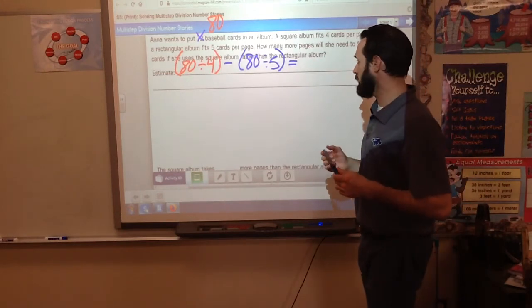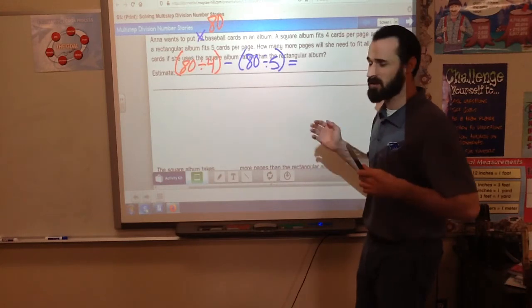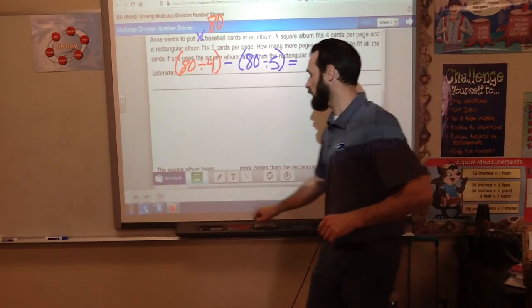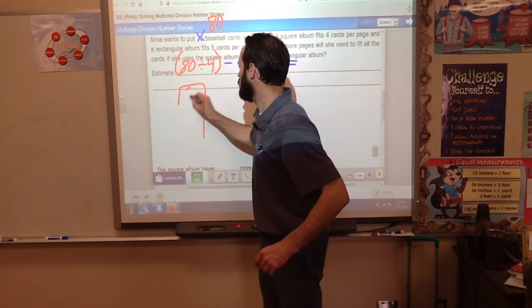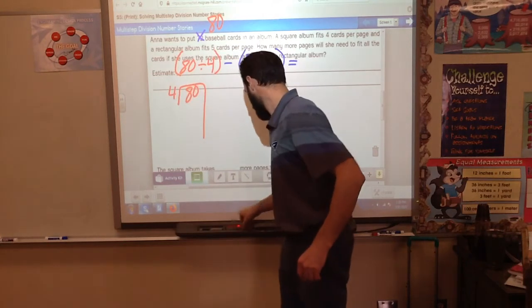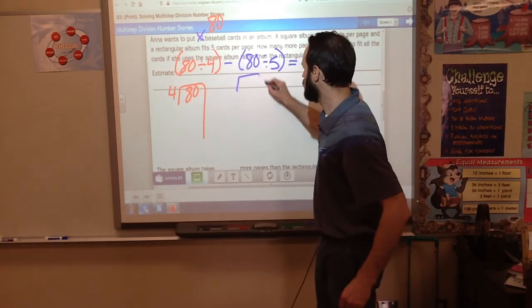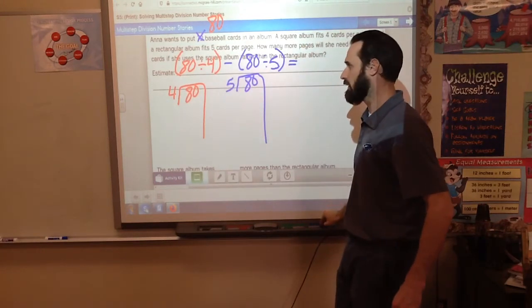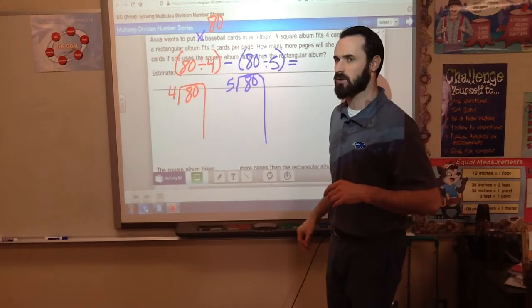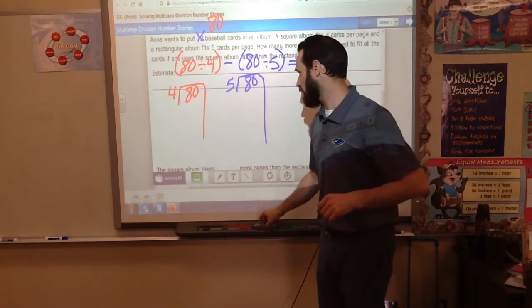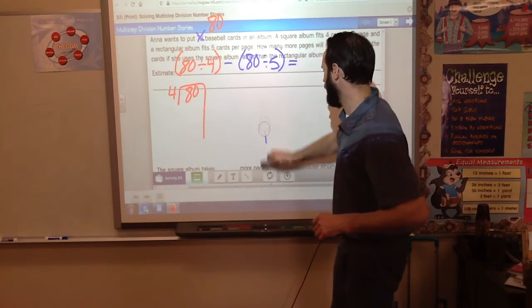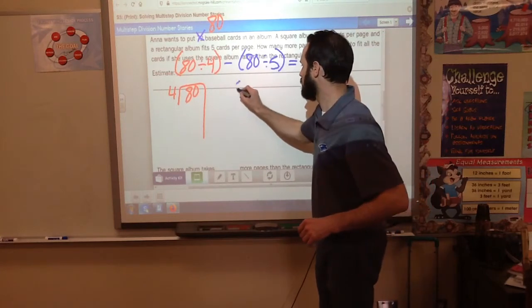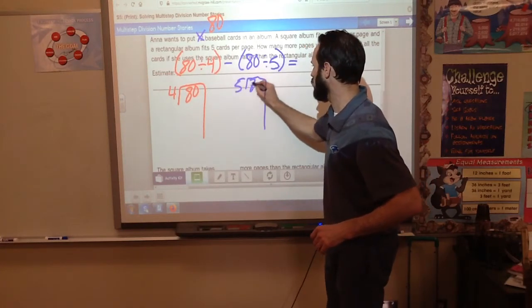So the first thing that we need to do, and you may need scratch paper for this because they only give you so much workspace, is we need to solve 80 divided by 4 and 80 divided by 5. I didn't give myself a whole lot of work in there, but you should solve both of those partial quotients and figure out what you get before you hit play. While you're doing that, I'm going to rewrite this so I have a little bit more room.